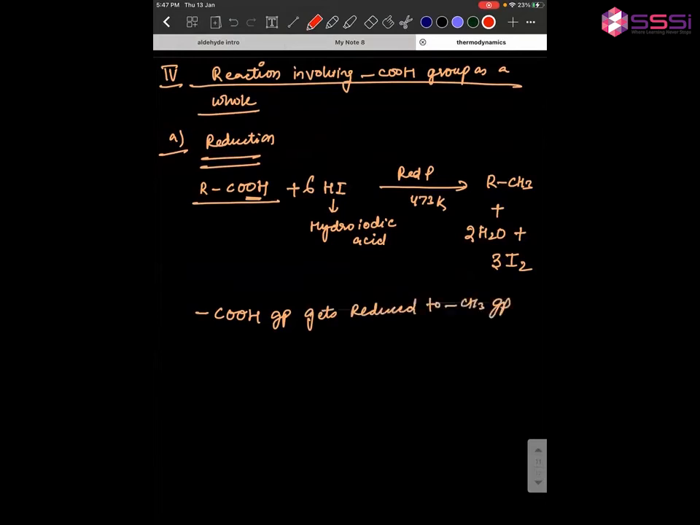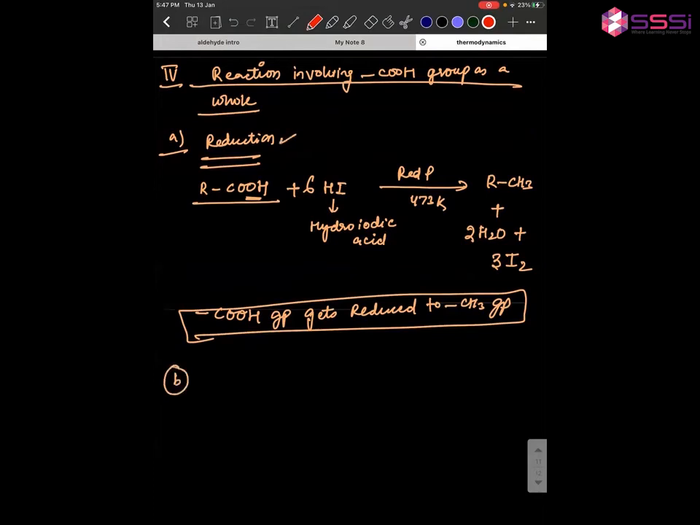Is it clear till now? Any doubt? One more thing. We have already studied the reduction of carboxylic acids. When we were doing aldehyde and ketone, we can reduce the carboxylic acid. Carboxylic acid reduces to aldehydes, and aldehyde reduces to primary alcohol.